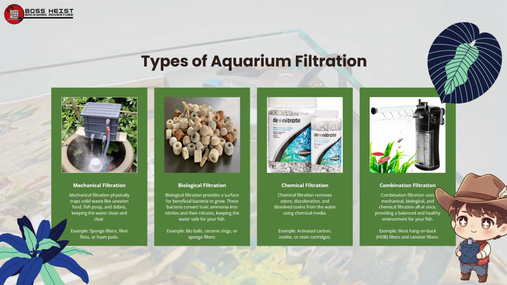Lastly, we have combination filtration. Combination filtration uses mechanical, biological, and chemical filtration all at once, providing a balanced and healthy environment for your fish. Examples are hang-on back or HOB filters and canister filters.